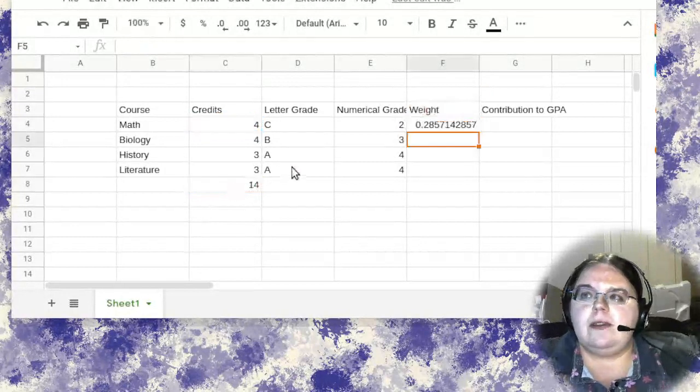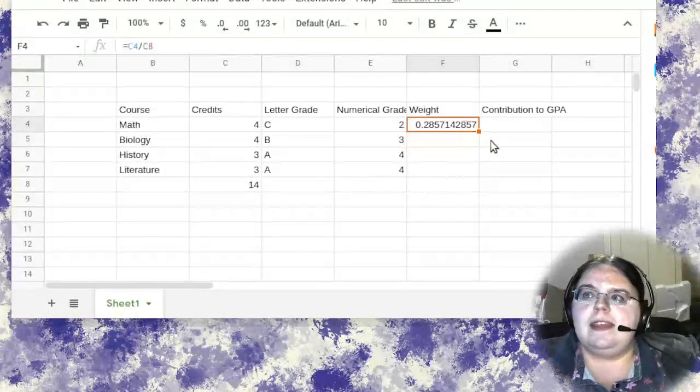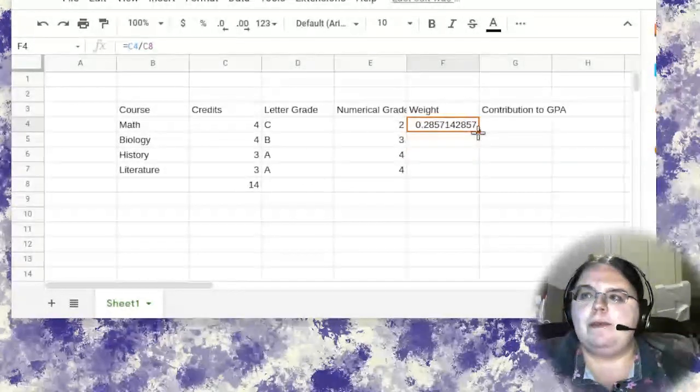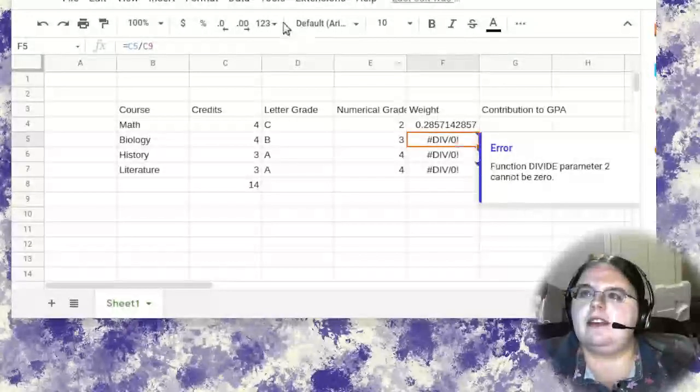Now, when I say mathematicians are lazy, I'm not kidding. One thing we like to do once we've got a formula set up is just drag it on down and autofill. Uh-oh, it's saying it's trying to divide by 0.